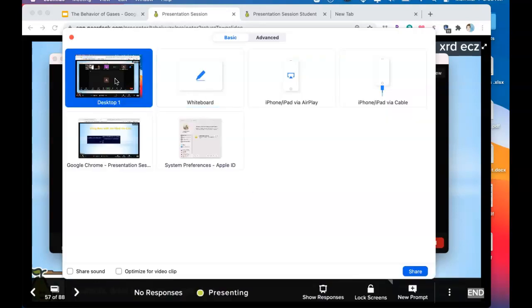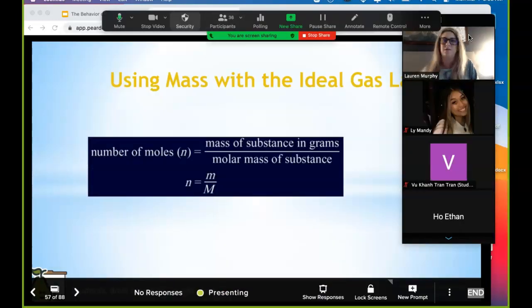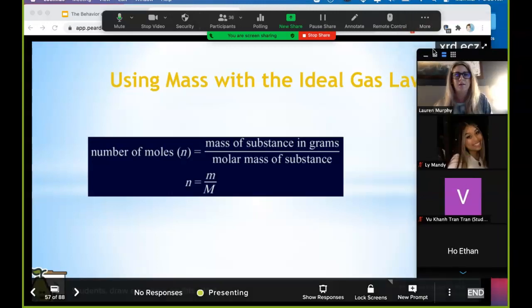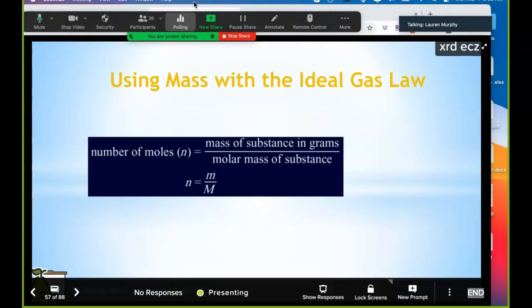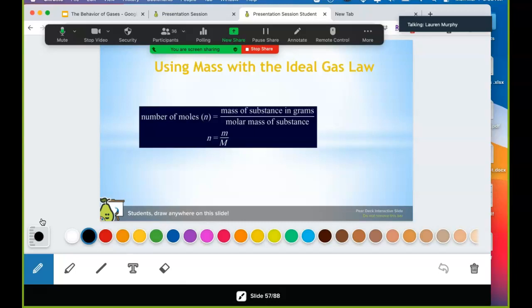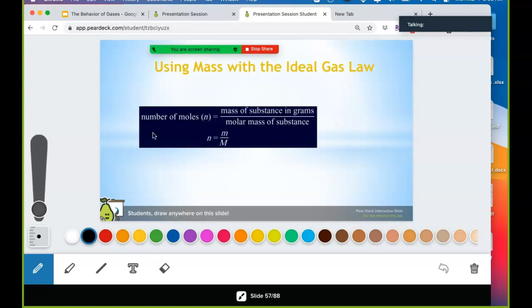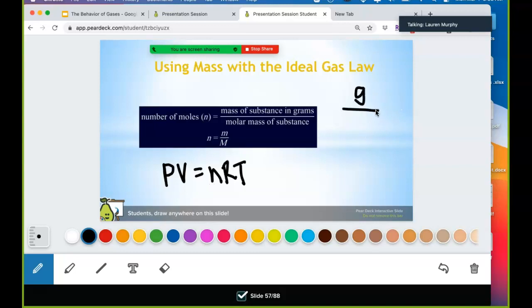So today the first thing that we're going to do is discuss the molar mass of gases using the ideal gas law. So let's refresh our memory on what the ideal gas law is. The ideal gas law is PV equals nRT.